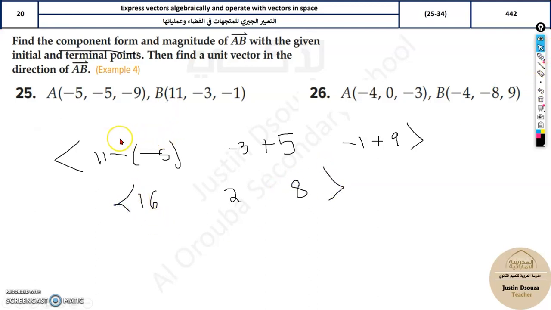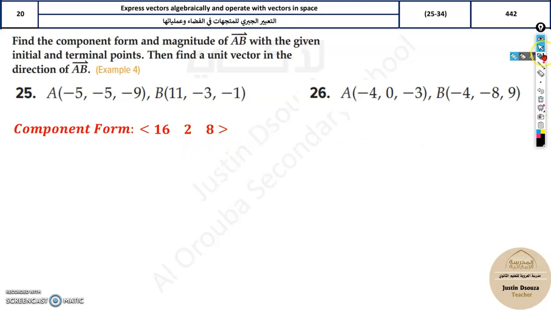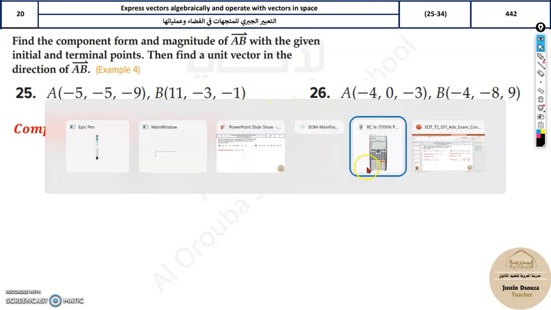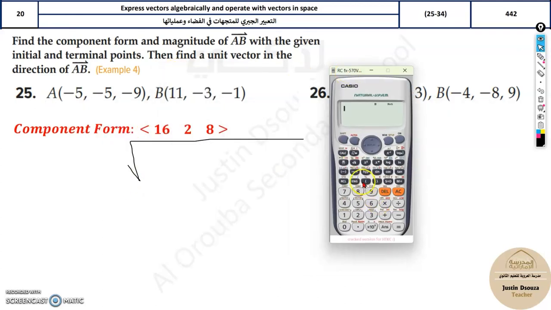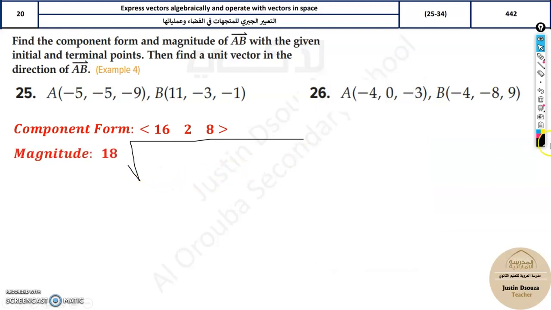Now let's just check. Now over here, after you find the component form, let's use this. The magnitude is very, very simple. All you need to do is take the square root of each of these terms. That would be 16 square plus 2 square plus 8 square. The formulas are the same. So let's quickly do it. Square root of 16 square plus 2 square plus 8 square, and it'll be 18. So the answer is 18.